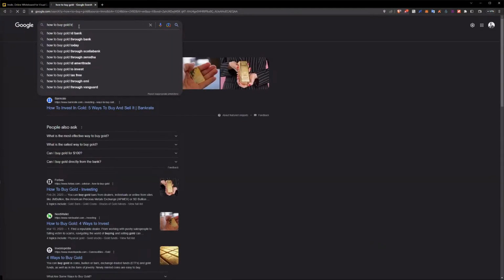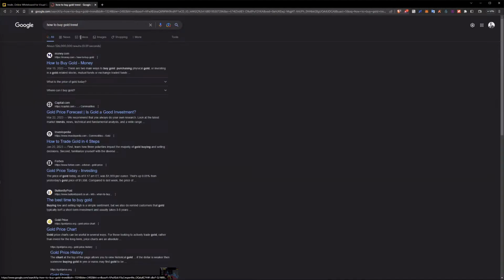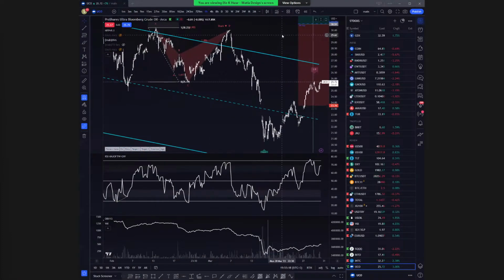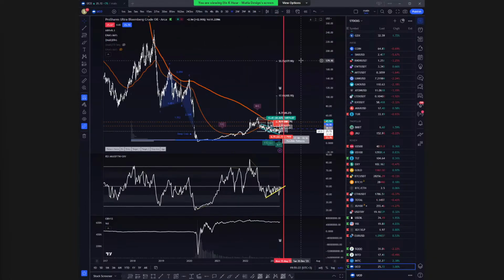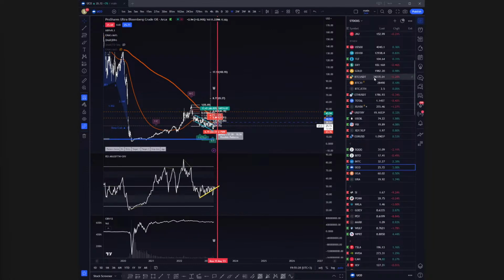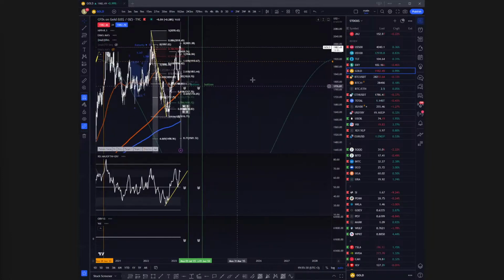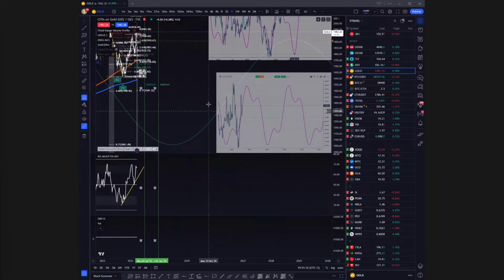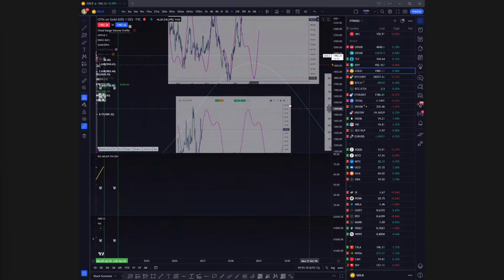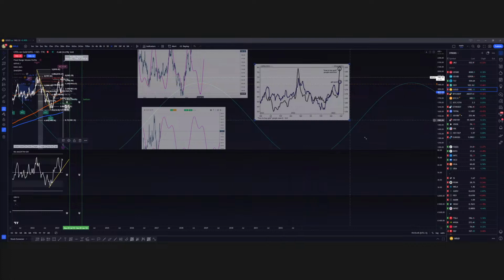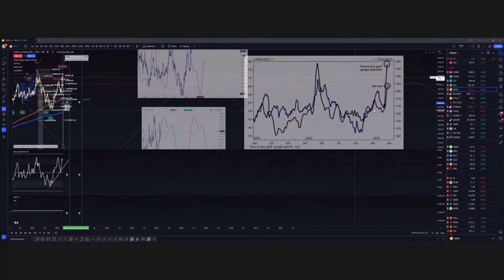If that's the case, I have that chart actually. Can you just type in Google Trends and then type in how to buy gold? I'll just show it because I have it here, and it's crazy. Yeah, it was here. Look at this, right? It's a nice correlation.